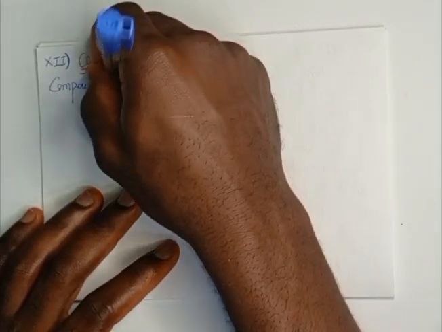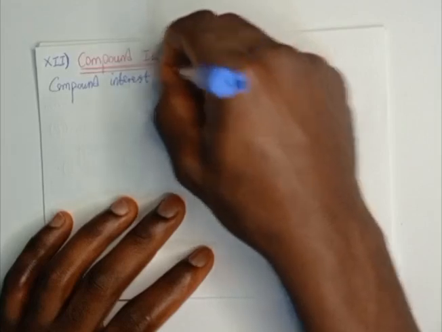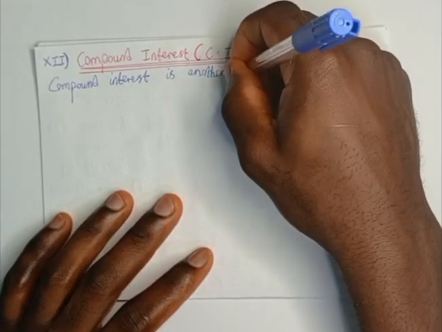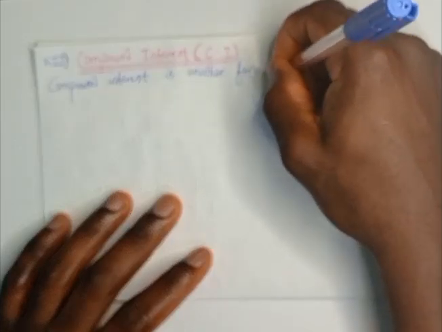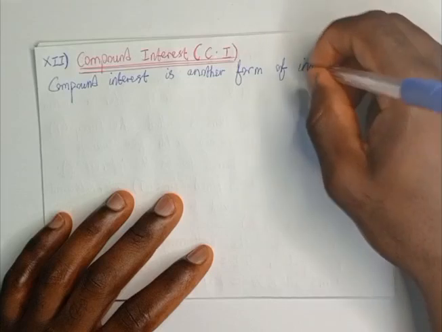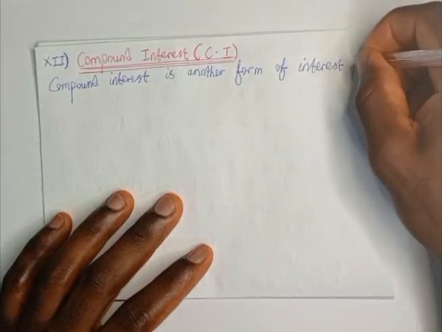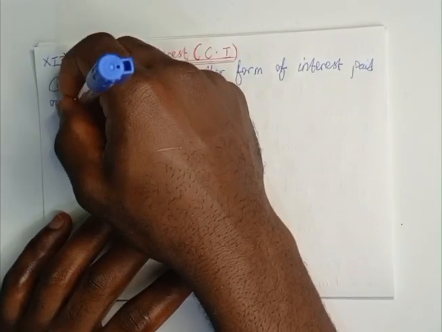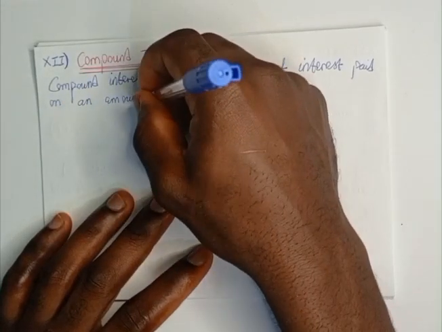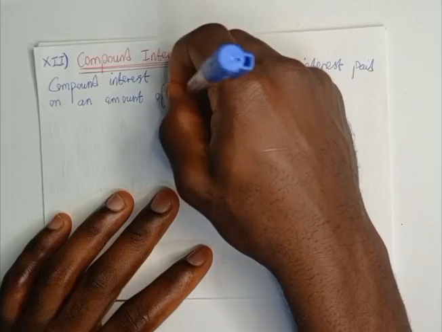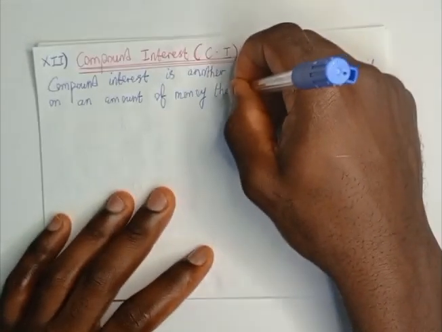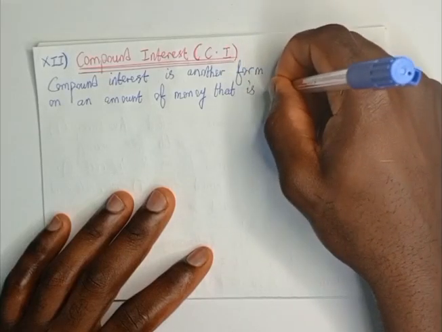most often I'll be making use of CI, is another form of interest paid on an amount of money that is borrowed.